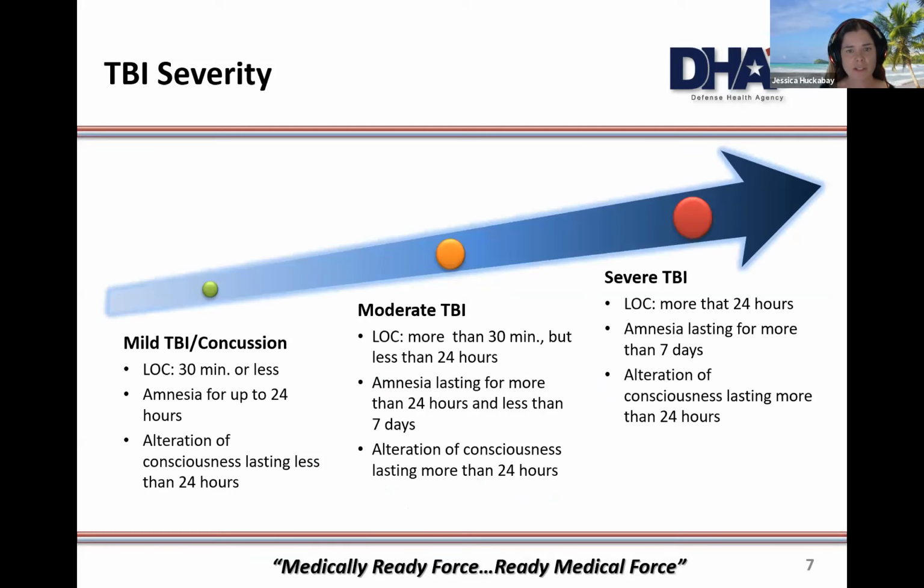Here is all of those things put together. So amnesia up to 24 hours. So this is the scale. This is what they're going to be looking for when you go in and get yourself checked out after you've had a concussion or a traumatic brain injury of some type. So these are the things that they're going to be looking for.